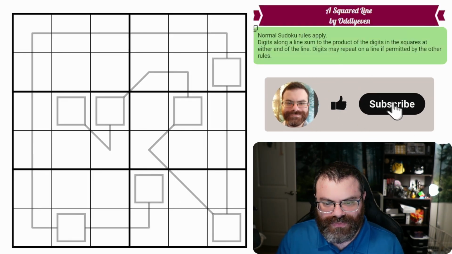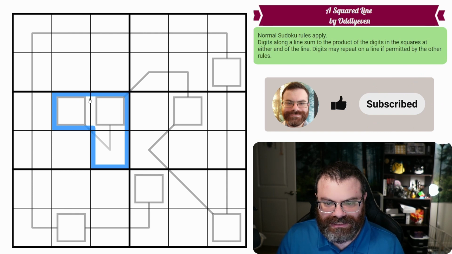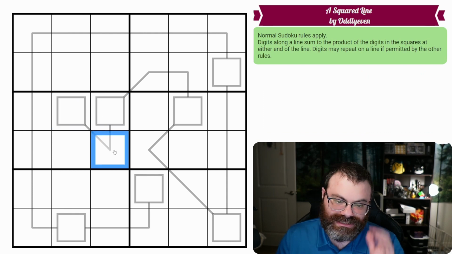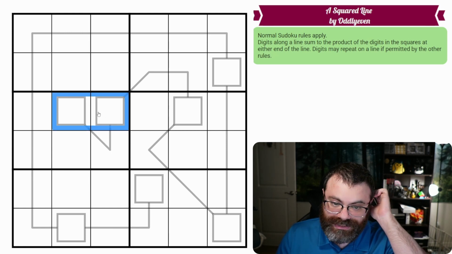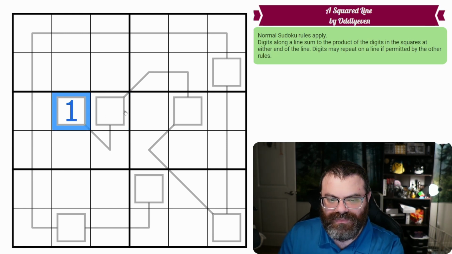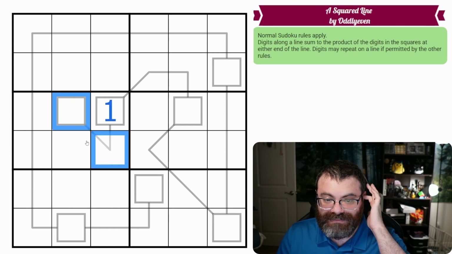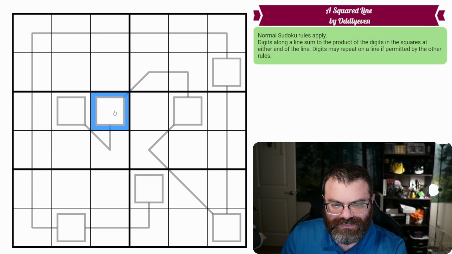Okay, so the first thing I see is this. This is really interesting because the product of these two is this digit. So we can't include a 1 here, because if we include a 1, then whatever this digit is also here. Or, obviously it's the same here. Whatever this digit is also here. And that repeats in the box, which isn't allowed by Sudoku rules.